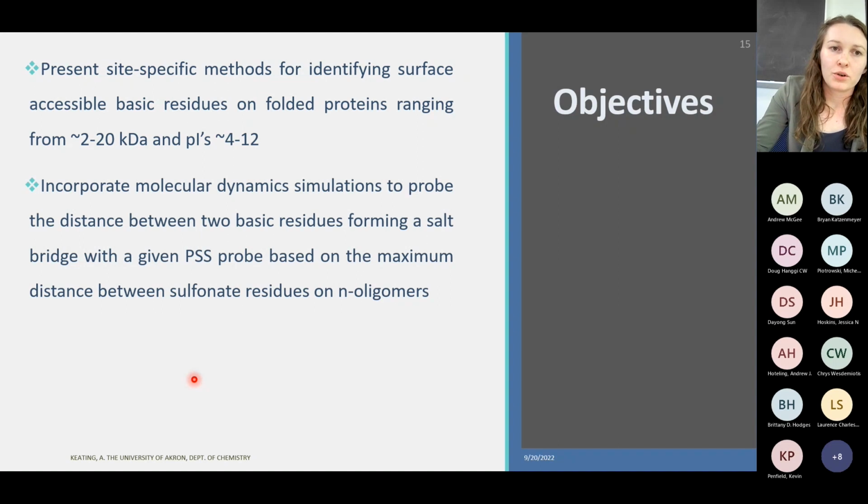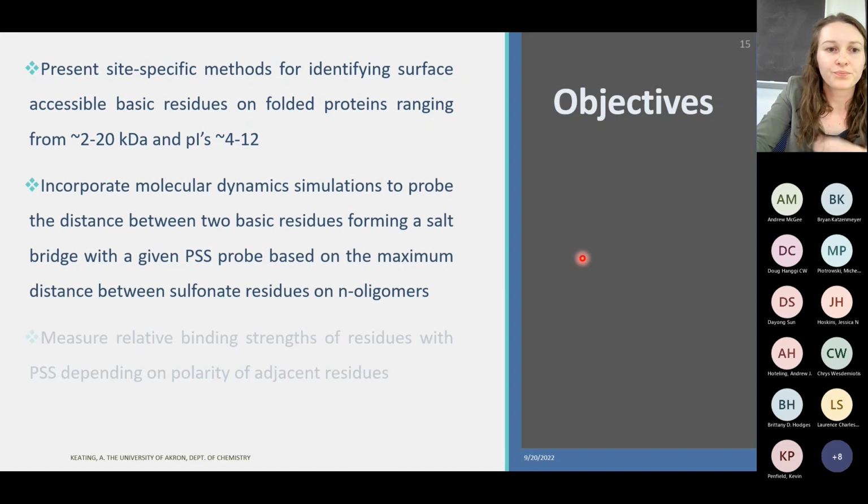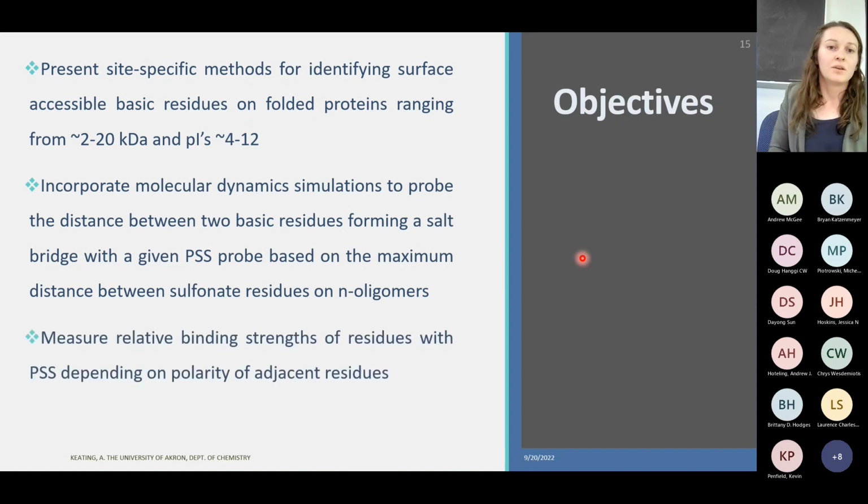We're also interested in incorporating molecular dynamic simulations to probe distances between two basic residues that form a salt bridge with a given polystyrene sulfonate probe, based on the maximum distance between the sulfonate residues on n number of oligomers. Lastly, we're interested in studying the relative binding strengths of the residues with polystyrene sulfonate depending on the polarity of nearby residues.